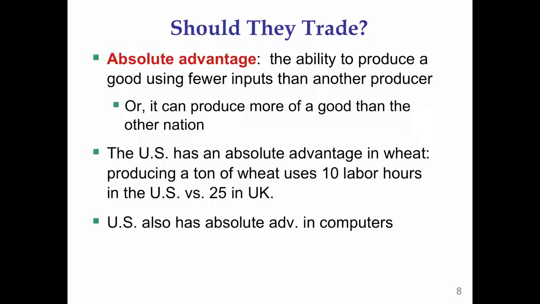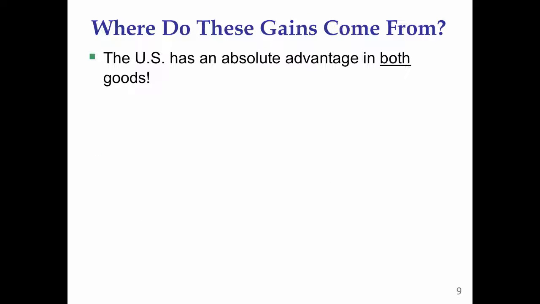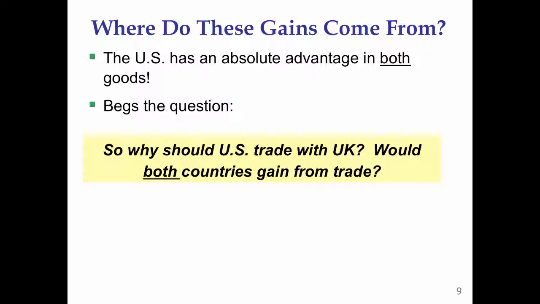We would also say that the US has an absolute advantage in producing computers, because it can produce a computer in less time than they can in the UK. So again, with the same amount of resources, they could produce more computers than the UK. So in terms of absolute advantage, the US has an absolute advantage in producing both of these goods. So I think this begs the question, well, why would the US want to trade with the UK? If the US is a bigger country that could produce more of these goods than the UK, then what possible advantage could there be to the US from trading with the UK?